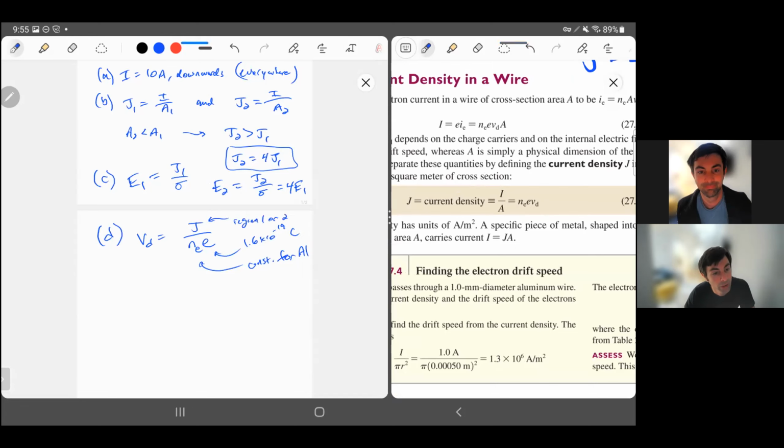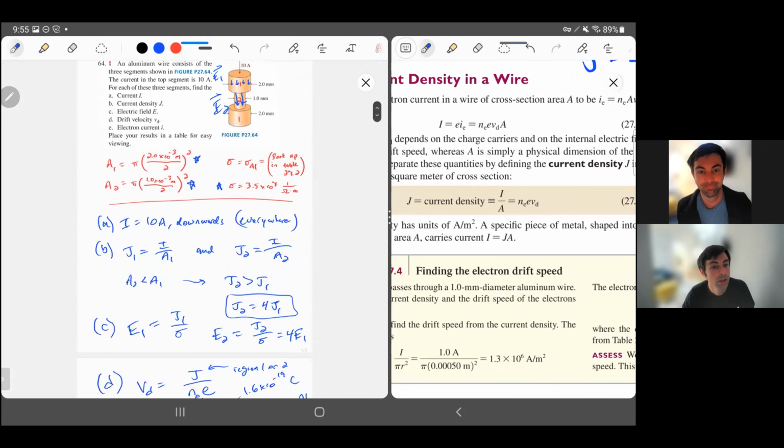So it looks like the bigger the current density, the bigger the drift speed. So J2 is 4 times bigger. It looks like electrons on average are drifting downwards 4 times faster here than here.